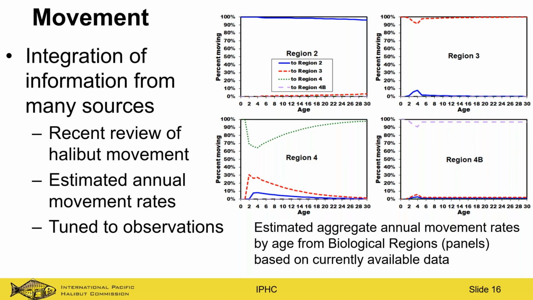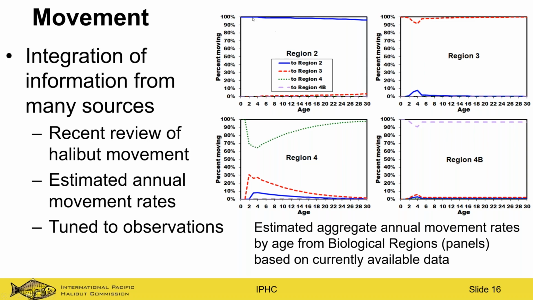And that brings us to movement. Again, we're modeling the movement between the different regions, the 4 different regions shown in that map earlier. And as a reminder, we showed these plots at SRB016. These plots are probabilities of movement or percent moving at age from each of these regions in the panels to any of the 4 different regions.